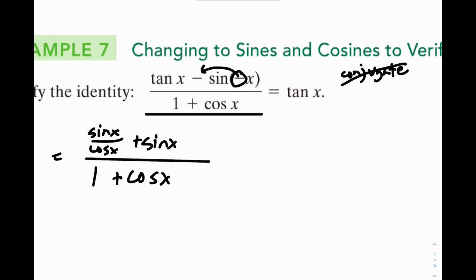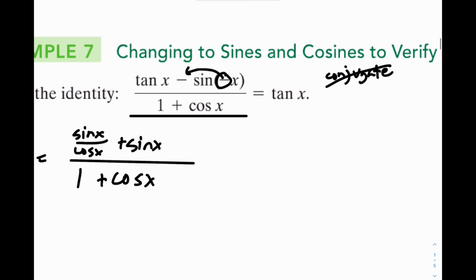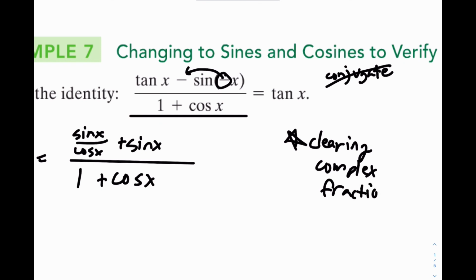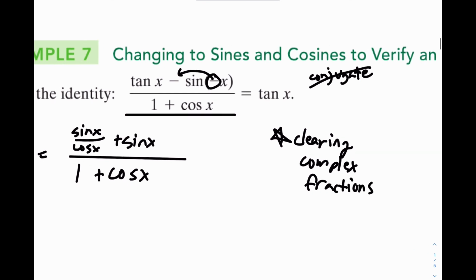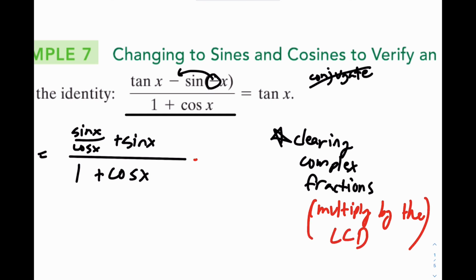And we have this. Now, once you're here, you'll notice something interesting. You have a fraction within a bigger fraction. That's called a complex fraction. So the last technique I want to talk about is clearing complex fractions. That's typically going to be a good idea. And to do that, you simply multiply by the LCD. So in this case, that would be cosine, meaning you're just going to get rid of that fraction right there.